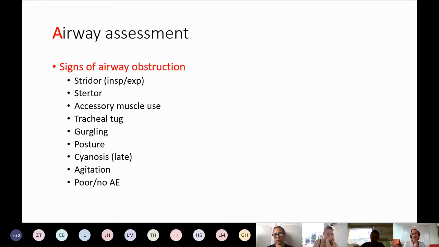Stertor is another noise that people talk about with airway obstruction, and people often get the two confused. Stertor is more like a snoring. It's more pharyngeal, and it's a much lower pitch noise that you hear with airway obstruction. Obviously lots of people have snoring or large tonsils, things like that can cause a stertor.